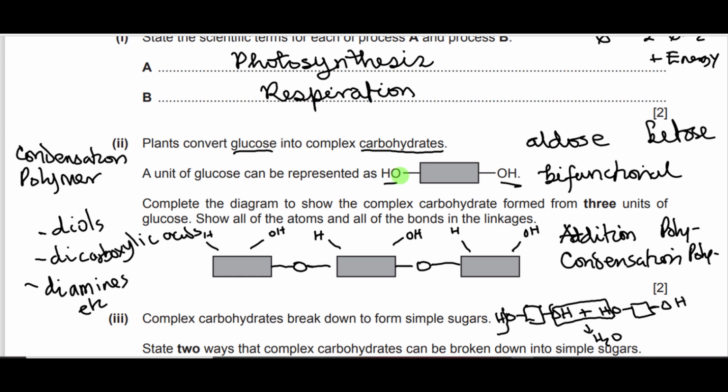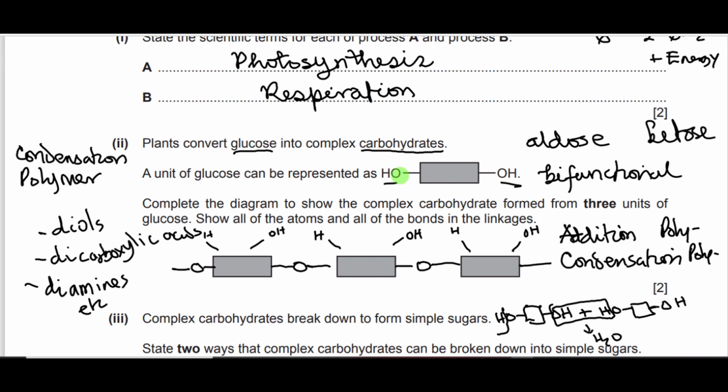Right? Since this one is losing OH here, there will be no oxygen at this end. So there will be no oxygen there. So just a straight bond. And since this one is losing only hydrogen, there will be oxygen with an extension there to show that it continues, and that is the structure of the complex carbohydrate.